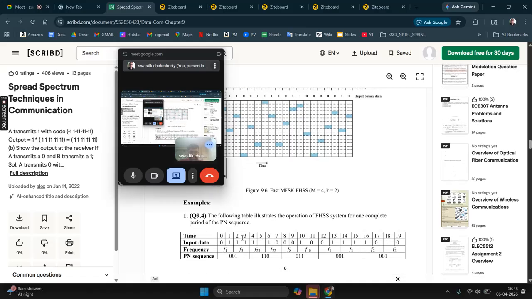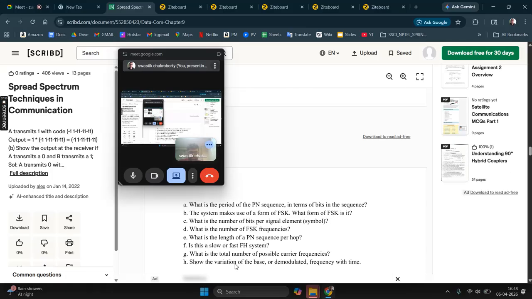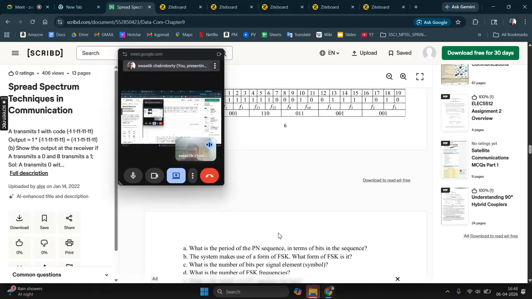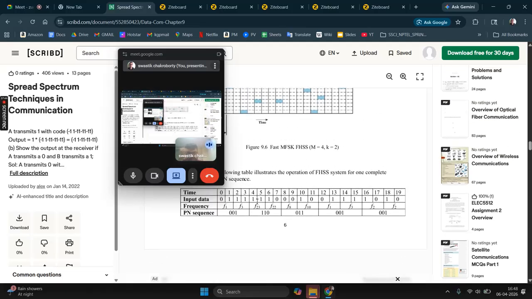So now this is a problem. Here you can see 19 time slots. Each time slot corresponds to one bit. Now they are transmitted in the following frequencies: F1, F3, F23, F22, F8, F10, like that. And therefore there is a frequency PN sequence linked to these frequencies. So what is the period of the PN sequence in terms of the bits in the bit sequence? You see 001, then you get 110, then 011, then you again get 001.